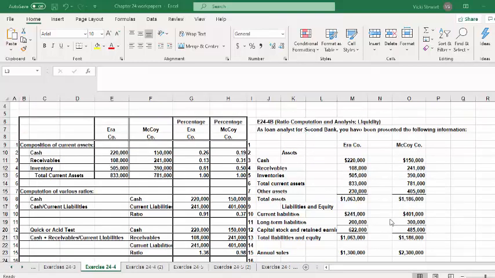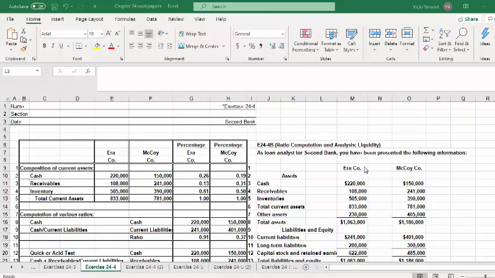So we can only grant one of these companies, either Era or McCoy, the $200,000 6-month loan. So we're going to do an analysis of their financial statement information in order to be able to determine which of these two companies would represent the better risk for the loan. The first thing we would look at is what is the composition of these companies' current assets. So to do that, we would use common size or vertical analysis.